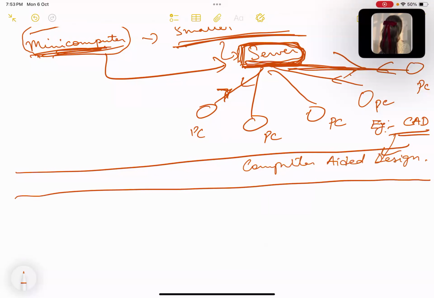Sometimes it so happens that if you use CAD on a normal computer system, your computer may hang because the processor may not be able to support it properly. But if you're using it on a mini computer, then you can use CAD very smoothly, okay? Because the processing is much better on the mini computer, right?